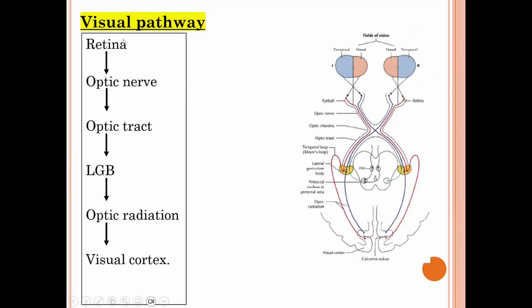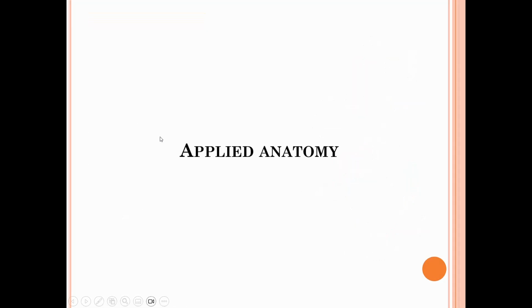So the visual pathway is first retina, then optic nerve, then optic tract. Okay, then there is a lateral geniculate body. Optic tract is continuation from the optic chiasma. So here lateral geniculate body, optic radiation and visual cortex, and also some of the fibers from the optic tract go to the pretectal nuclei of midbrain, forming the light reflex.